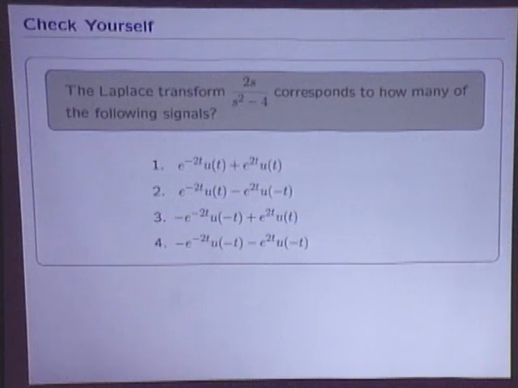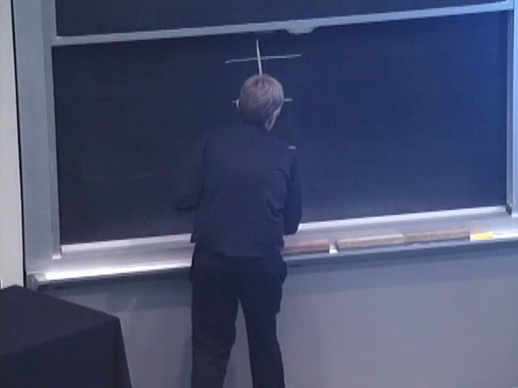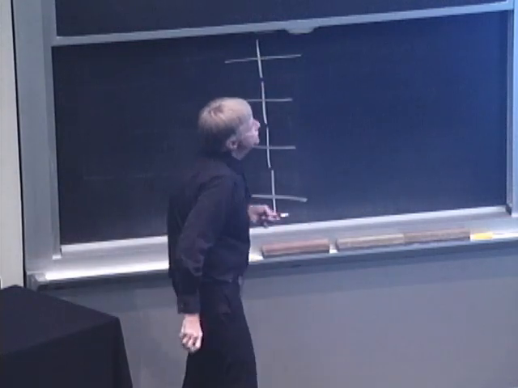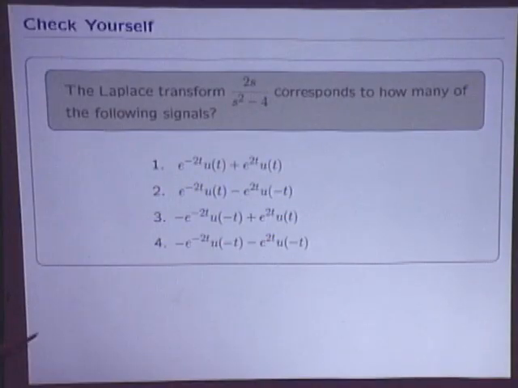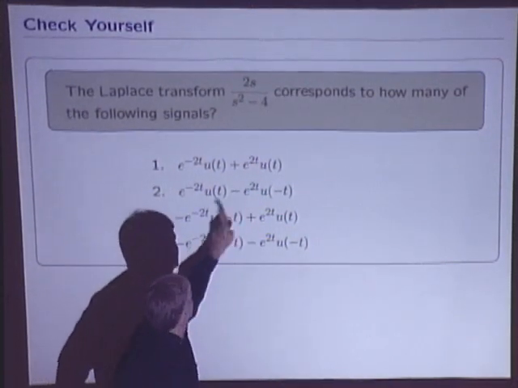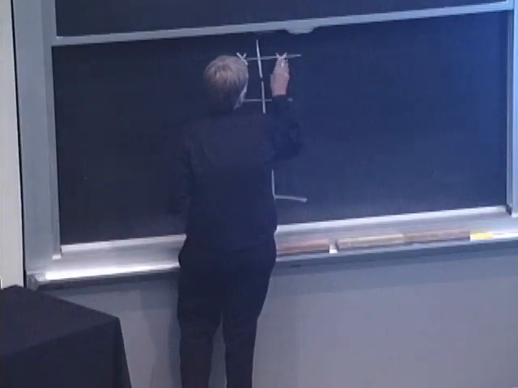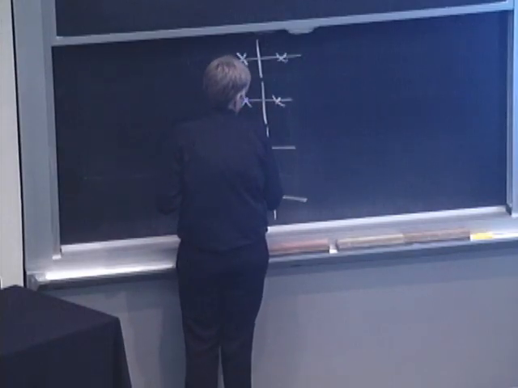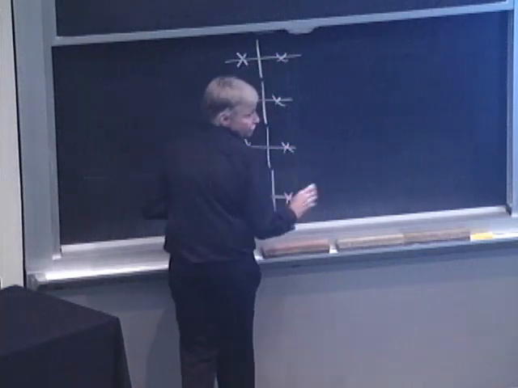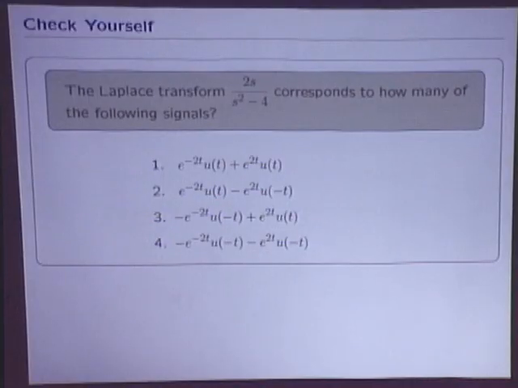So let's think about, there's 4 functions here. Let's think about 4 S-planes. So each of these functions, so here's a pole at -2, here's a pole at 2, -2, 2, -2, 2, -2, 2. They all have the same poles. Okay? Where's the region that corresponds to function 1?